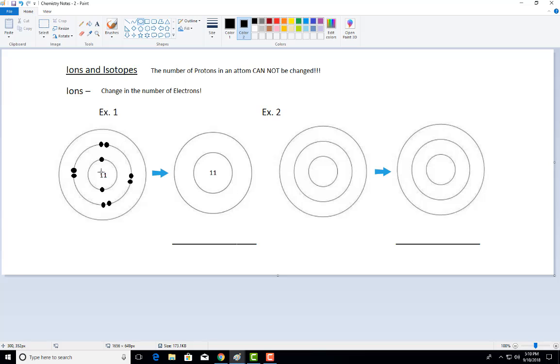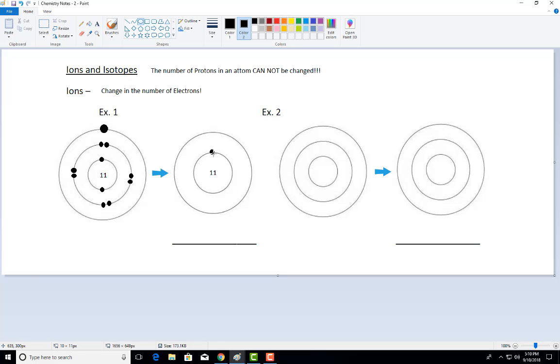But how many do we need? We need 11. We need one more. So where's it going to go? Well, we're going to put it up here. So there we go. There's our last electron. But let's say, what would be easiest for this one to do? Is it going to be easier to gain 7 more to have a full outer shell, or easier to lose one? Well, it's going to be easier to lose one, right?